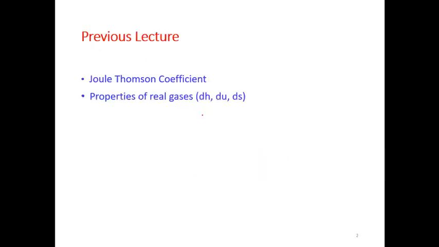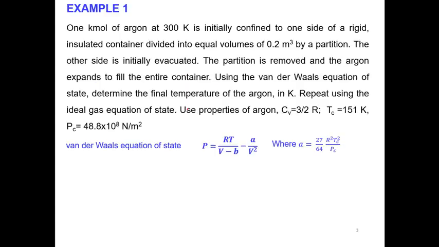So let's review the previous lecture first. In the previous class, we discussed the Joule-Thomson coefficient, which is used for the throttling process to decide whether the temperature will increase, decrease, or remain constant. And then we derived the relationships for change in enthalpy, change in internal energy, and change in entropy of real gases, right? So in this class, we'll try to solve a couple of numerical problems related to the previous chapter, previous topics. Let's see the first example.